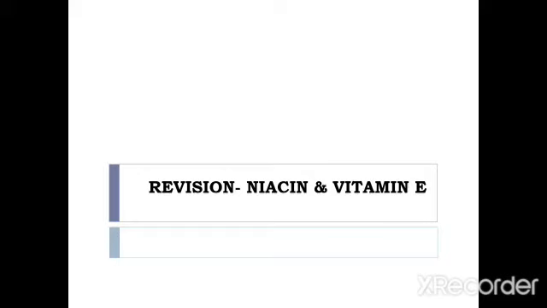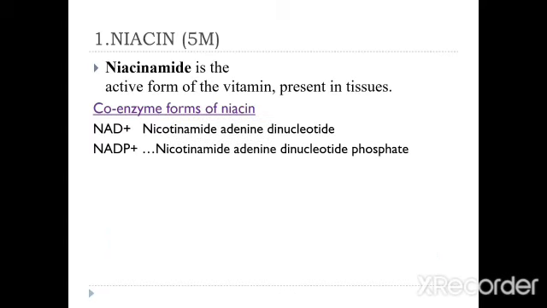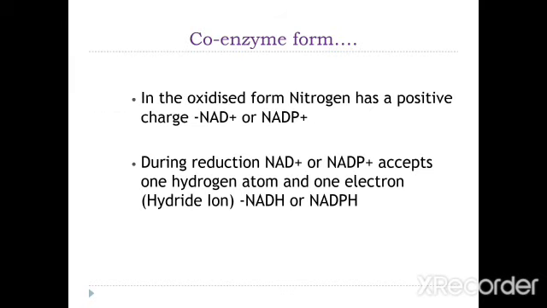Hi everyone, in this video we will revise the questions of niacin and vitamin E. So the first question that we discuss is niacin for 5 marks. Niacinamide is the active form of the vitamin which is present in the tissues. The coenzyme forms of niacin are nicotinamide adenine dinucleotide and nicotinamide adenine dinucleotide phosphate. So these are the two active coenzyme forms of niacin.